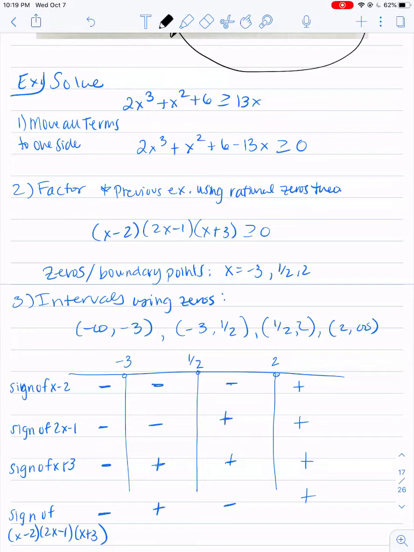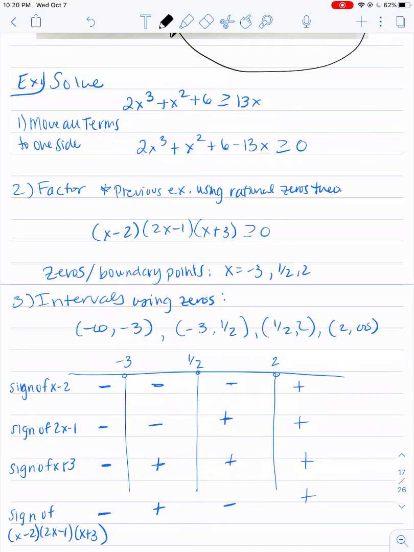For example, we're going to solve 2x cubed plus x squared plus 6 is greater than or equal to 13x. Our first step is to move all terms to one side, so we're going to add 13x. Our next step is to factor. We did this in a previous video using the rational zeros theorem, so I'm just going to write those out. I have x minus 2, 2x minus 1, and x plus 3 as our factored form. So we have zeros or boundary points at x equals negative 3, 1/2, and 2.